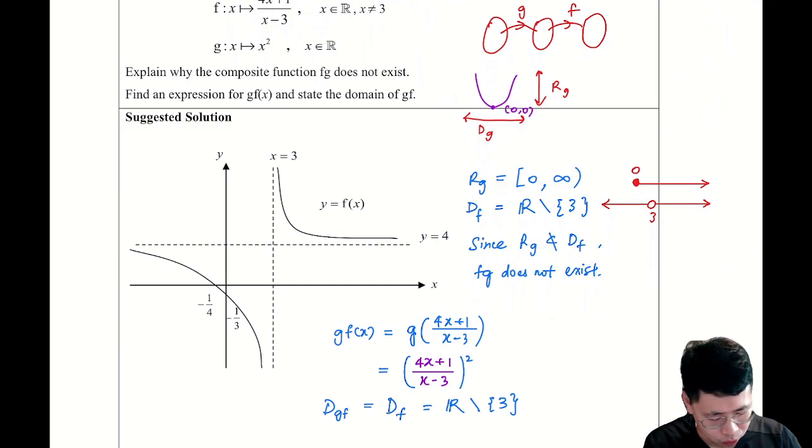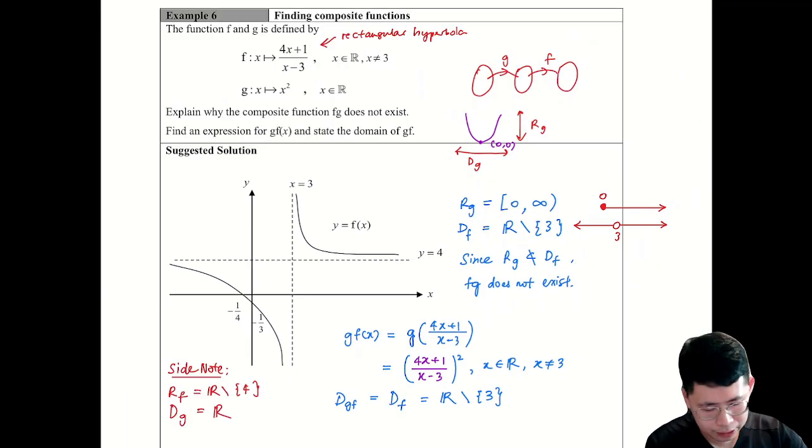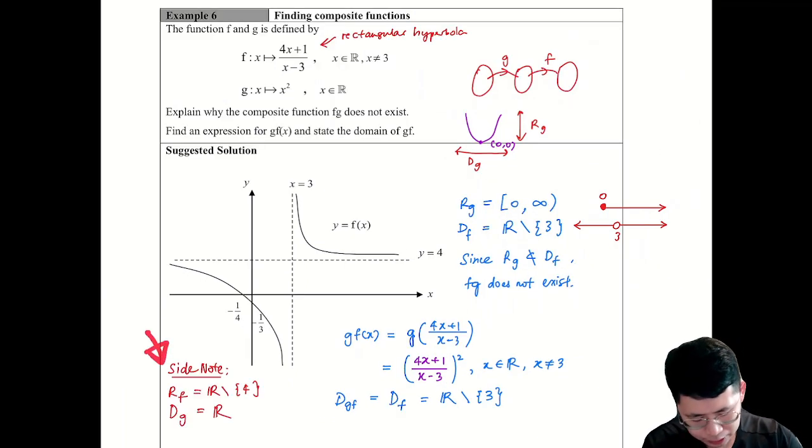Okay, now also another thing is, if you want to state it in a similar form, then we will write over here: x is a real number, and x cannot be equal to 3. Okay, so this is how we write down the domain of gf(x). Let me point out another side note over here.